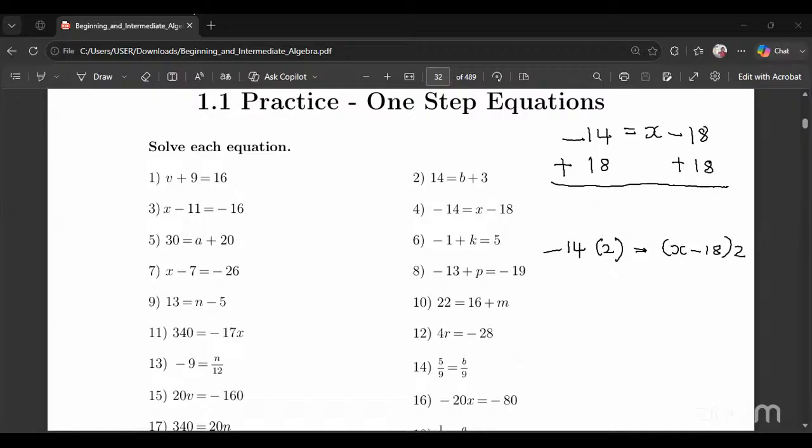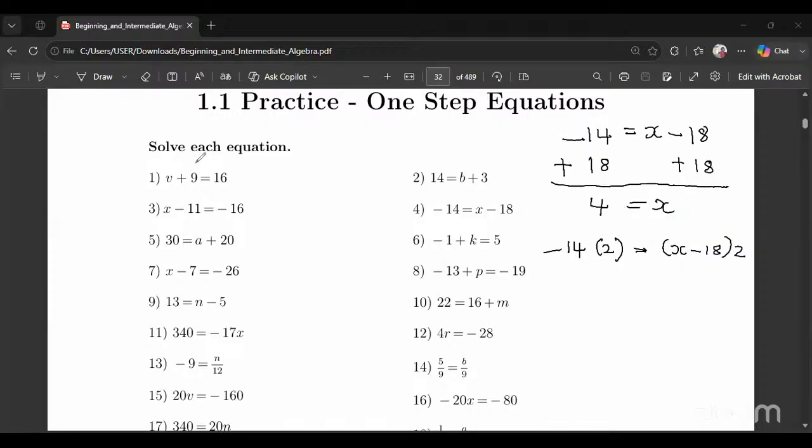So I would add 18 to the left-hand side to give me, of course, 4. And of course, my equation here then, remember 18 minus 18 is 0. So we have x is equal to 4. So the solution to this particular equation would be 4.